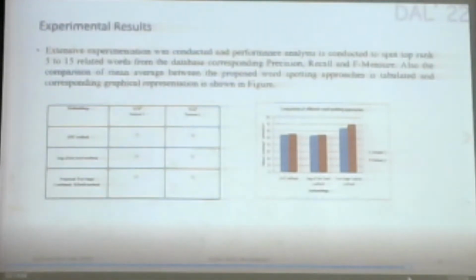The performance is observed by spotting the top ranks, for rank 5, 10, and 15 in the final rank list. Precision values, recall and failures are observed, and the overall performance of the system is observed in terms of mean average precision value.